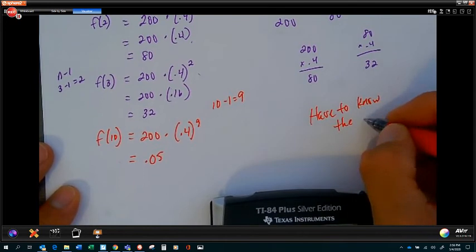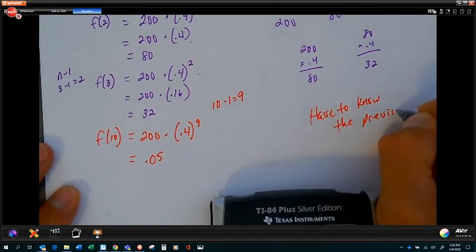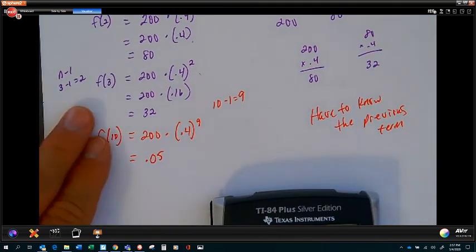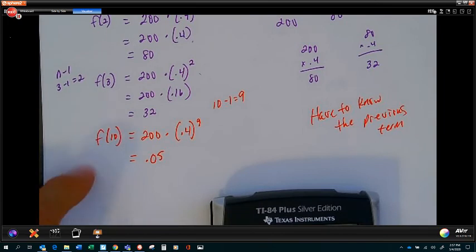In order to get the next one. But in an explicit formula, you do not have to know the next term. You just have to know the formula. And you can figure out the 200th term if you want to by just plugging it into the formula.